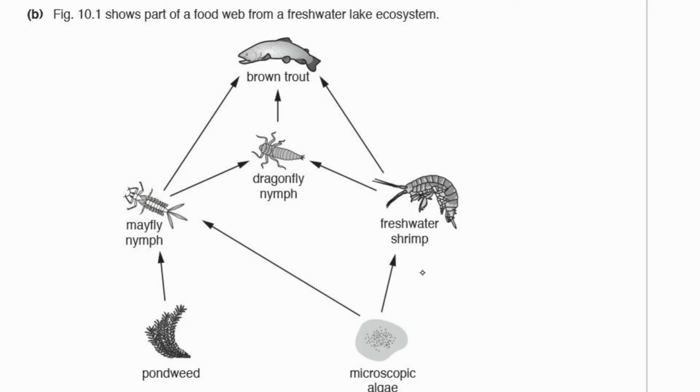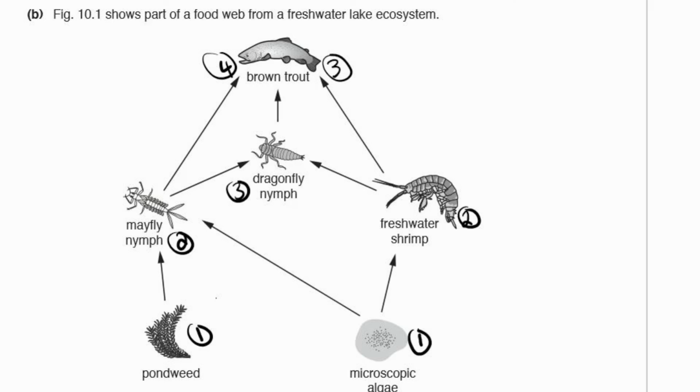Okay, so brown trout can be at the 3rd trophic level because they can eat the microscopic algae, the freshwater shrimp, and then they are at the 3rd level. Or they can be at the 4th level because they can eat the pondweed, then the mayfly nymphs, and the dragonfly nymphs, and they're at the 4th level.